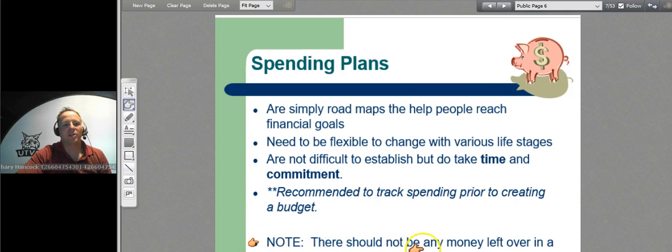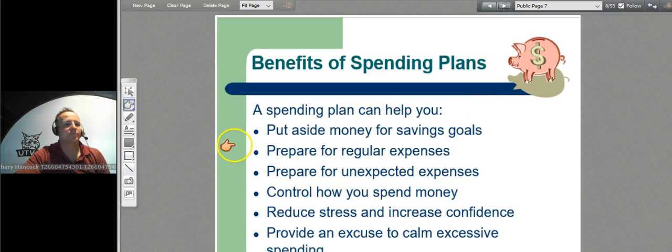Note that in a budget there should not be any money left over. That doesn't mean that you've spent it all, but that you've put some in savings, like a rainy day fund, is what they call it, or other things like that. So a spending plan can help you put aside money for saving goals, prepare for regular expenses, such as maybe insurance costs or things that you know come up. Because, for example, a lot of times if you pay a full amount for something up front, like your insurance premiums or gym membership, you can usually get discounts and save money that way.